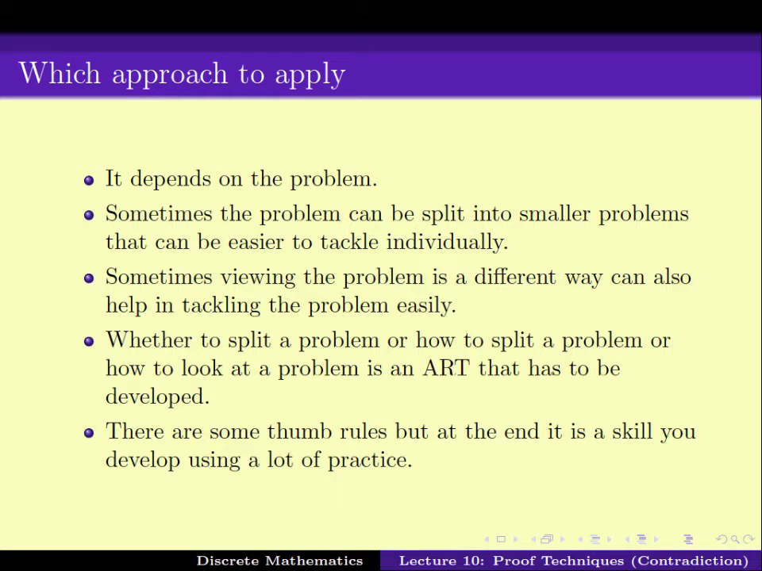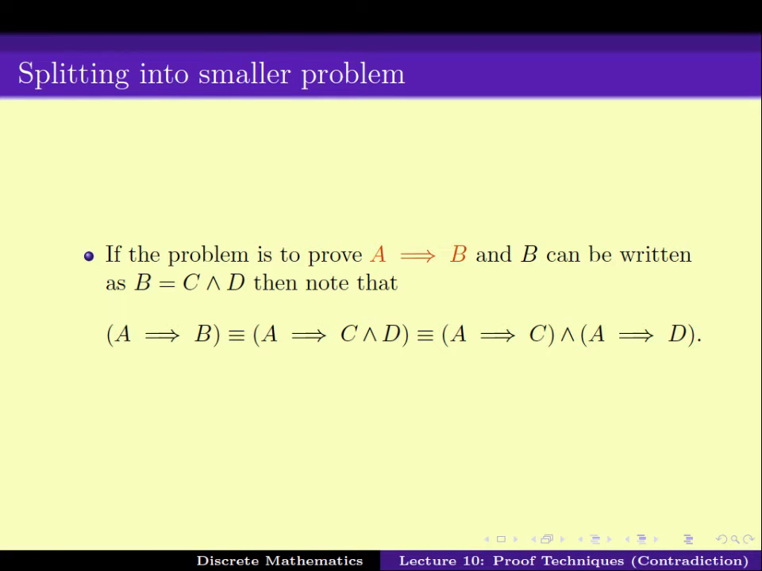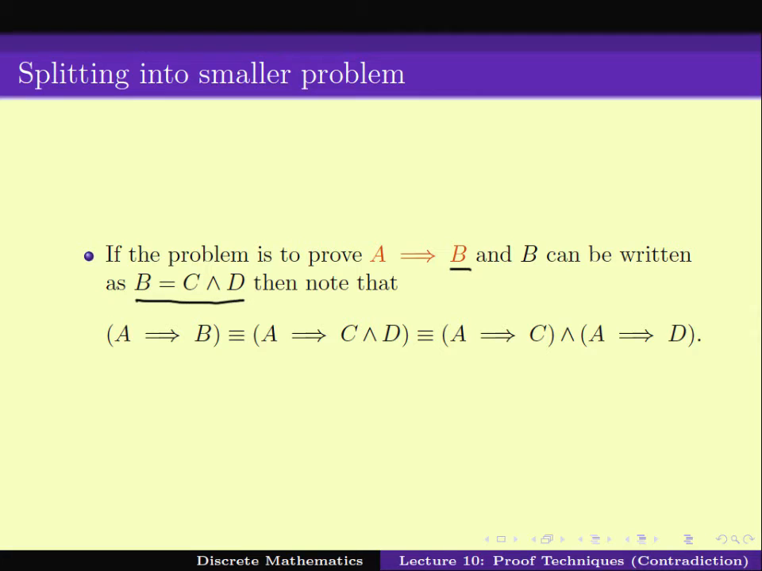Now till now we have seen some of the tricks. The first thing that we saw was how to split a problem into smaller problems when the B, that is the deduction, is of the form C and D. So in other words, if B is of the form C and D, then A implies B is the same as proving A implies C and A implies D. We saw an example of how to use this particular way of splitting the problem into two parts. We saw one such example.